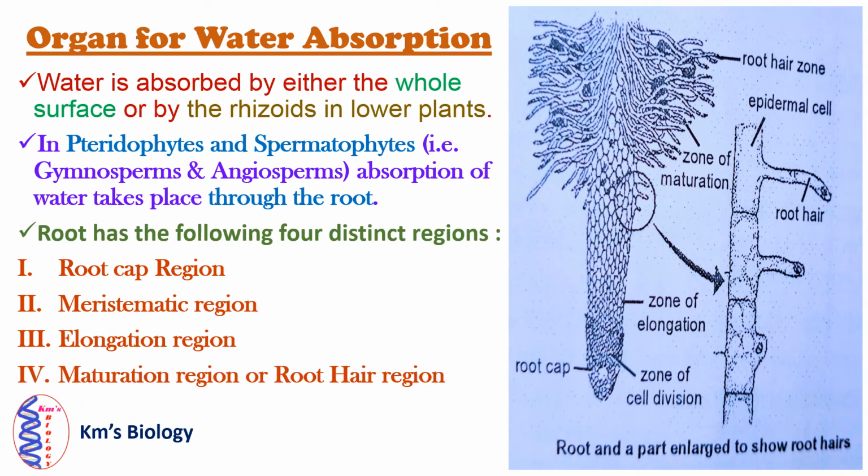Let us discuss the plant organ for water absorption. Water is absorbed by either the whole surface or by the rhizoids in lower plants. In the case of pteridophytes and spermatophytes, that means gymnosperms and angiosperms, absorption of water takes place through the root. Root has the following four distinct regions. Firstly, root cap region, secondly, meristematic region, thirdly, elongation region, and fourthly, maturation region or root hair region.